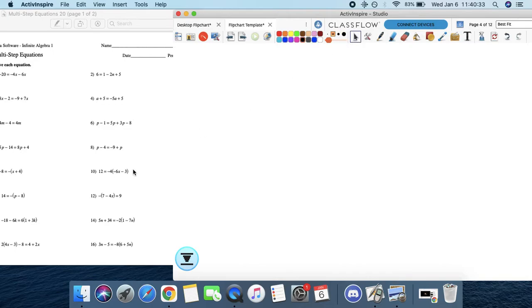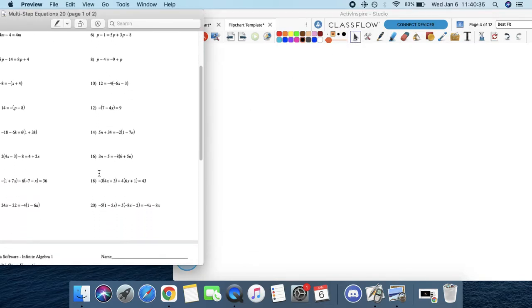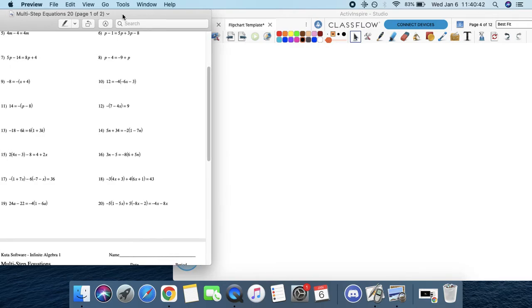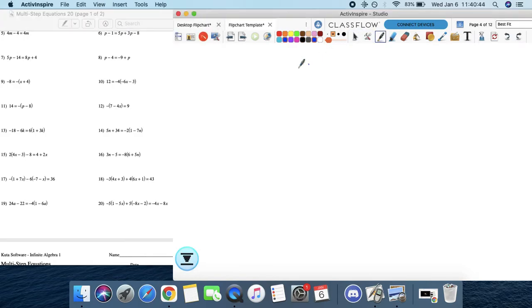Okay. Then we're going to do 17. Is there a 17? Yes, there is a 17. There it is. Ooh, 17 is a long one. Negative 1 plus 7x. Negative outside, sorry. Minus 6. Negative 7 minus x equals 36. So, all right, it doesn't look that bad. Is there distributive property? For sure.